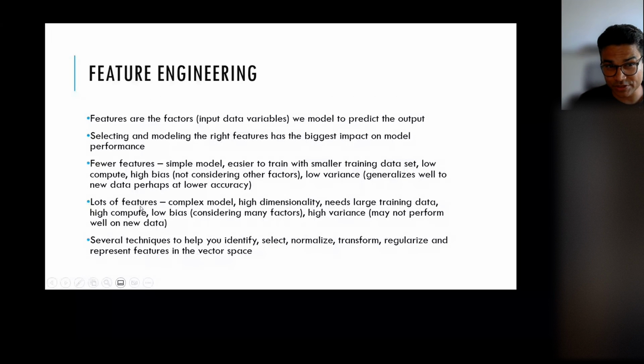If you use lots of features, the model becomes very complex, right? It is highly dimensional and needs lots of data. There could be noise and other things that you need to deal with, and lots of computing, but it would have low bias, meaning it would be very considerate of all the factors that influence the output. But it would also have high variance because, like we talked about, you don't want to overfit it. So there's always a balance; you want to find the right balance of what features you're using.